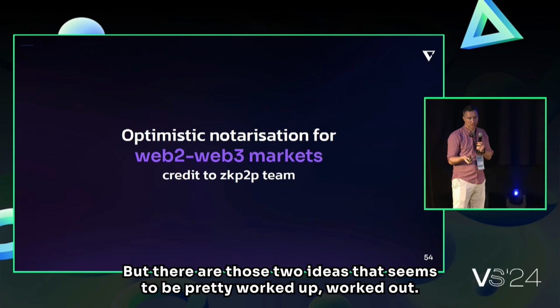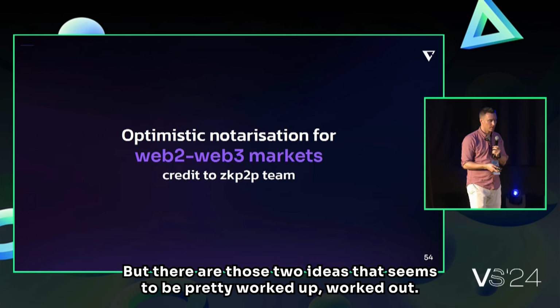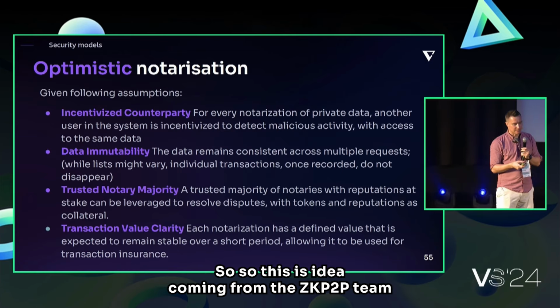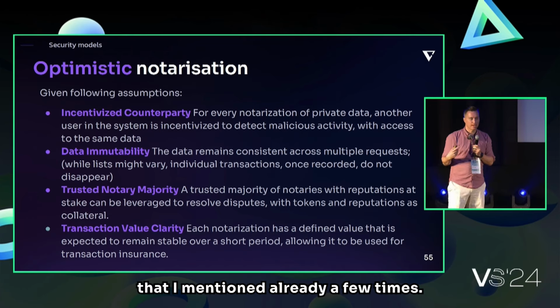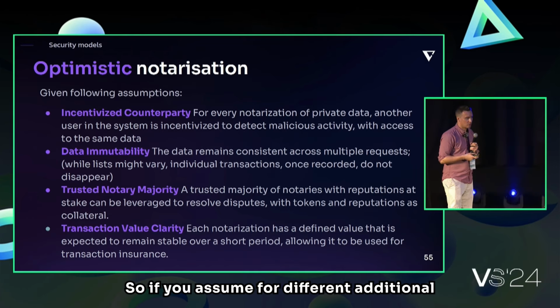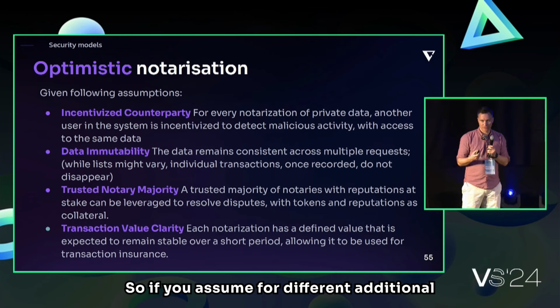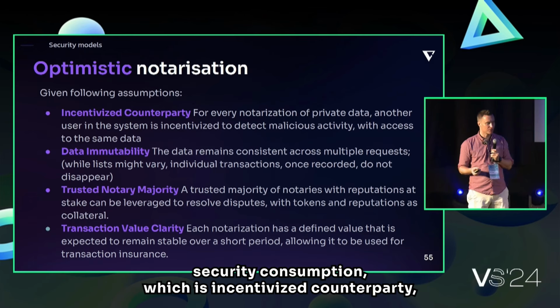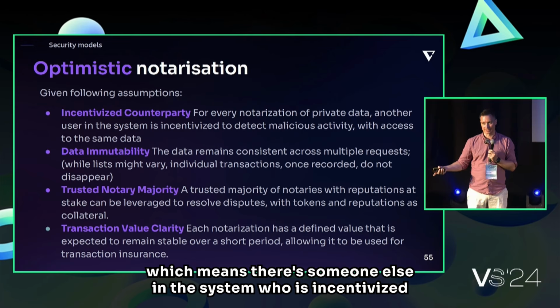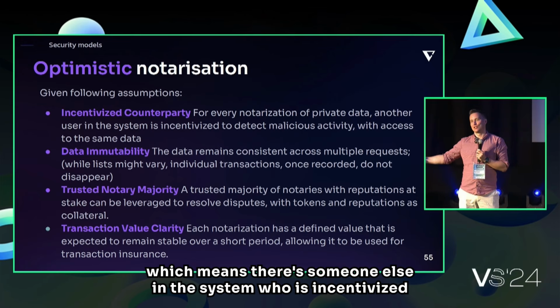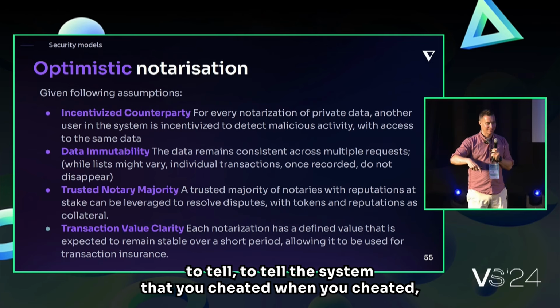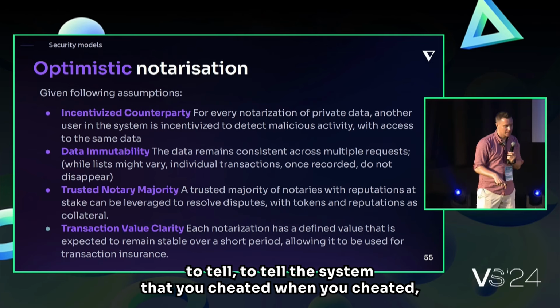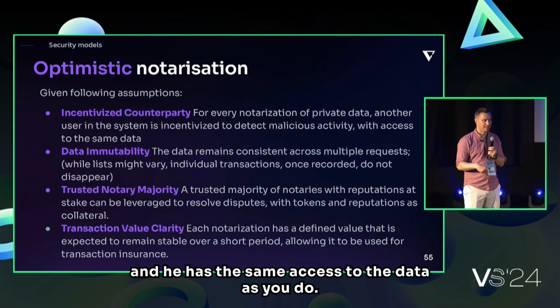But there are those 2 ideas that seem to be pretty worked out. So this is an idea coming from the ZK-P2P team that I mentioned already a few times. If you assume 4 different additional security assumptions, the first is an incentivized counterparty, which means there's someone else in the system who is incentivized to tell the system that you cheated when you cheated, and he has the same access to the data as you do, right?